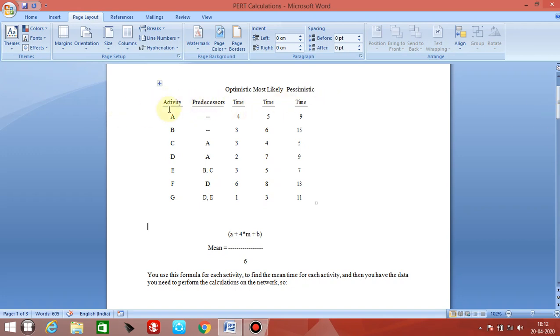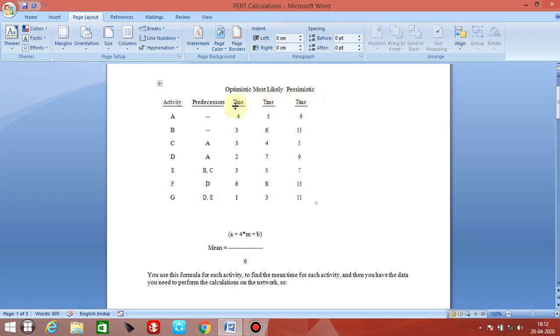You can see that activities are given: A, B, C, D, E, F, G. These activities are the arrows, as we did in the critical path method. These are not the nodes, these are the activities. And the predecessors are given. For A there is no predecessor, for B there is no predecessor, for C the predecessor is A, for D it is A. E has two predecessors, that is B and C. F has D as predecessor, and finally G has D and E as predecessors.